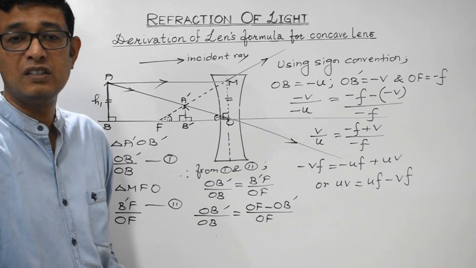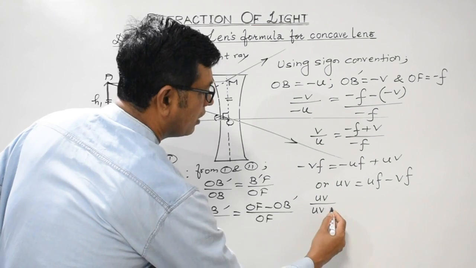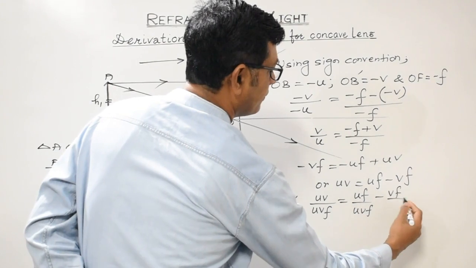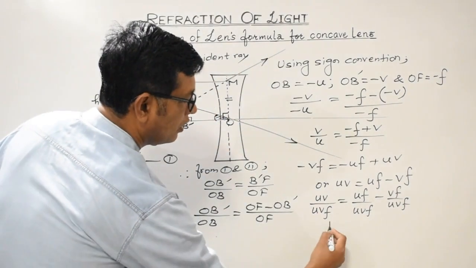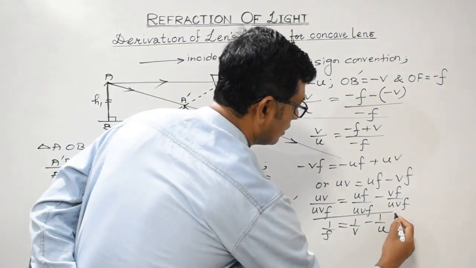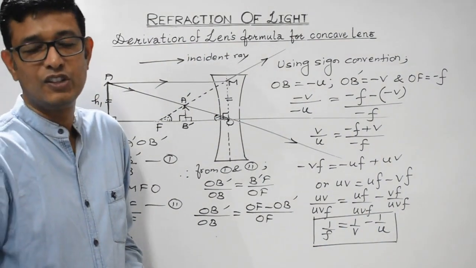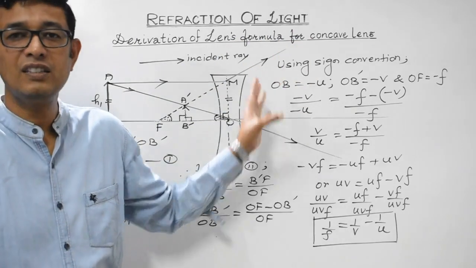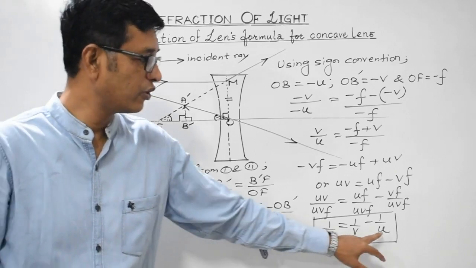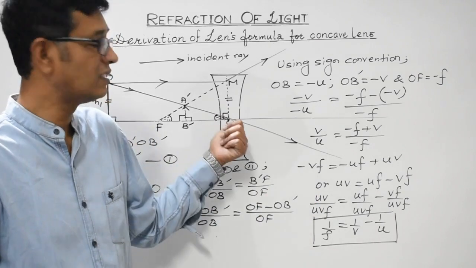And students, you remember in the last step, we divide throughout by UVF. So we get 1 by F is equal to 1 by V minus 1 by U. This is the lens formula for you. So the same formula is valid for concave lens as well, right? This is known as the Lens Formula. It is a mathematical relationship between the object distance, image distance, and the focal length, all measured from the optical center of the lens.